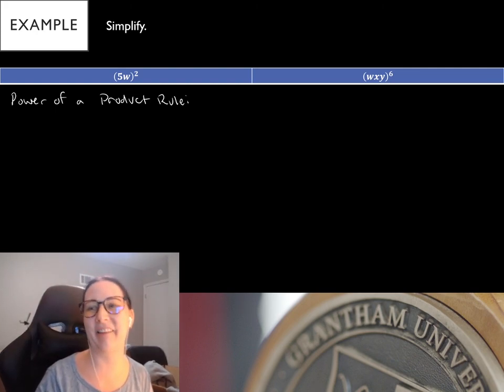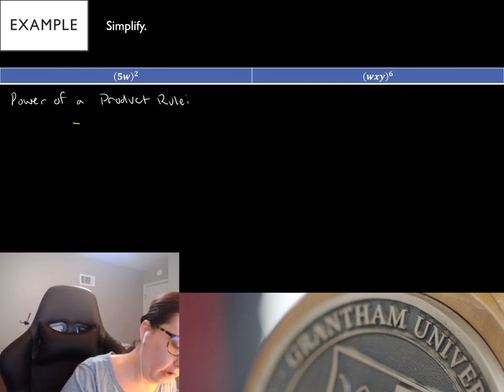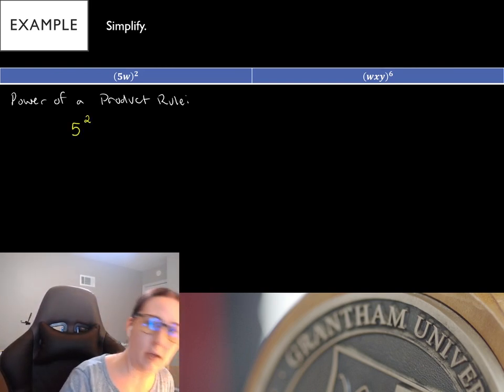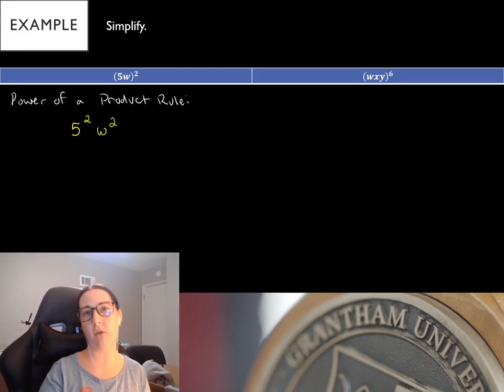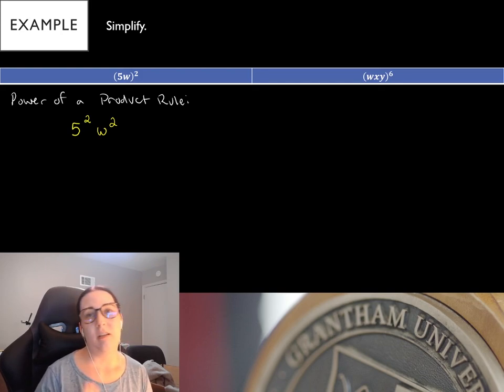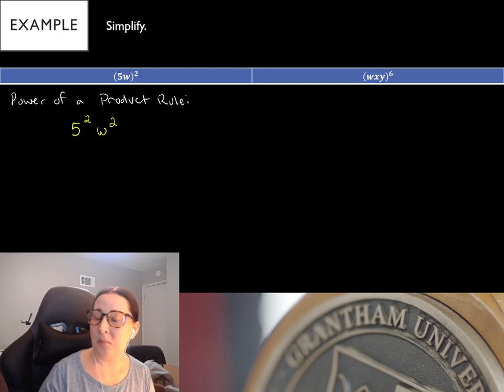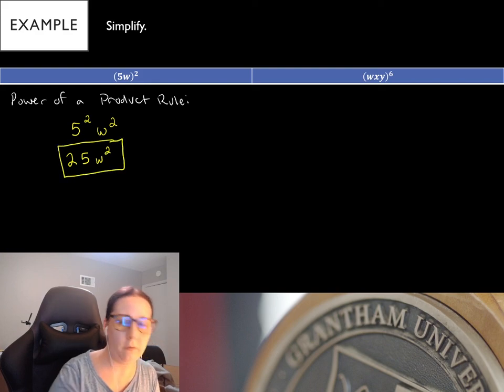I'm trying. So we distribute the exponent on the outside to the inside. The 5 is going to get the exponent that is 2, and then the w also gets that exponent of 2. So we get 5 squared w squared. And then we just evaluate. Evaluate basically means do the order of operations. Simplify also sort of stands for that. When we evaluate, we're just doing the 5 squared. So 5 squared is 25. So our answer is going to be 25w squared.